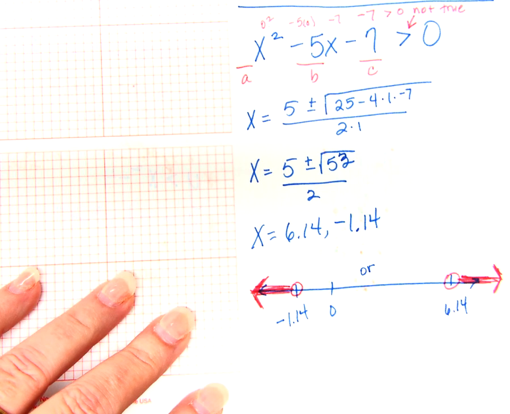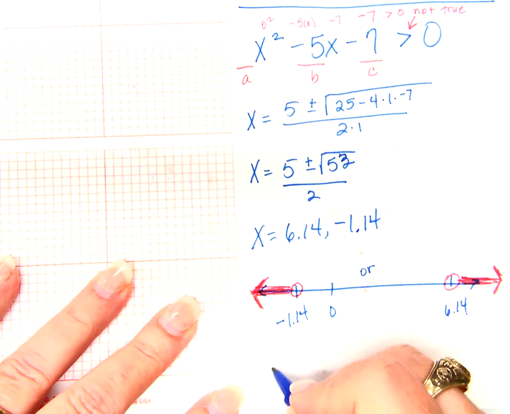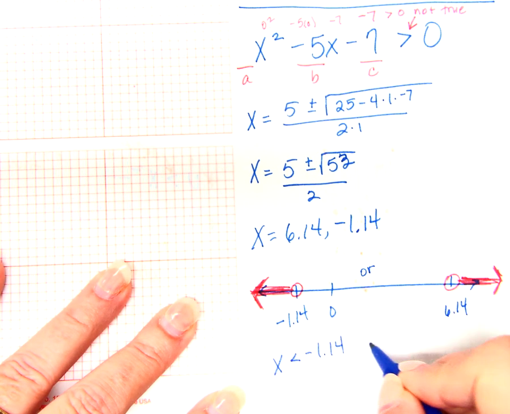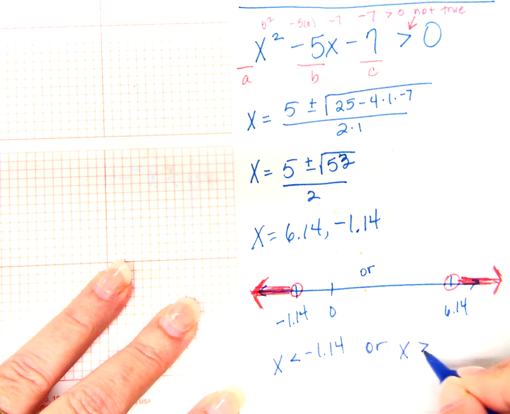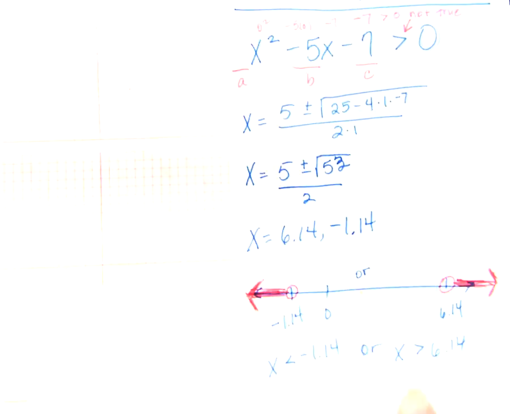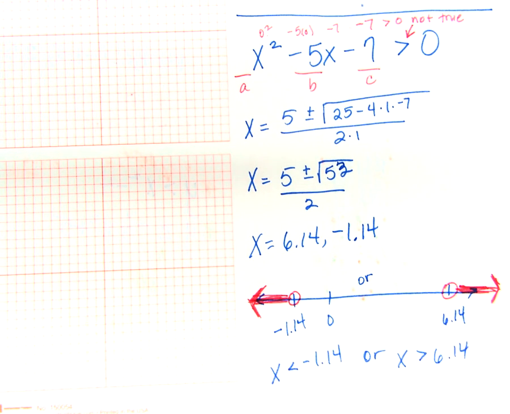Also, the difference is when we write our answer, x has to be less than negative 1.14 or x has to be greater than 6.14. I can't write it in one inequality like this. It has to be separate inequalities with the or in the middle. Do you see the difference?